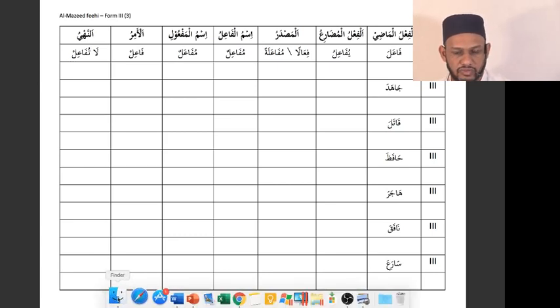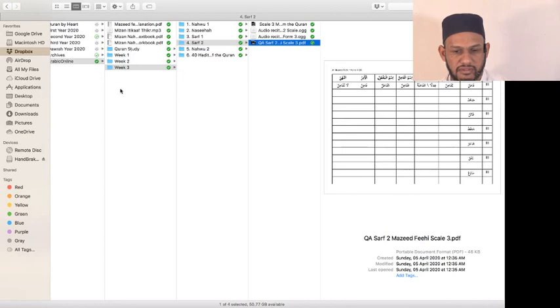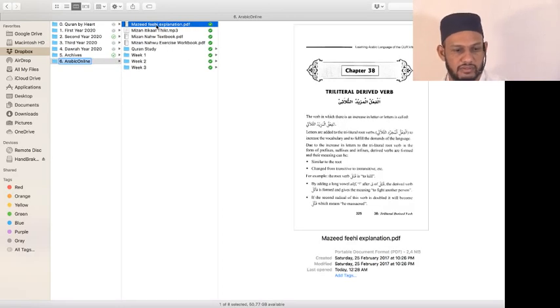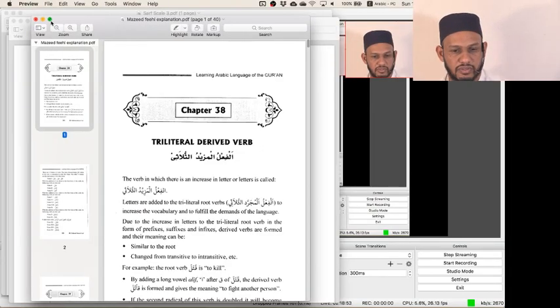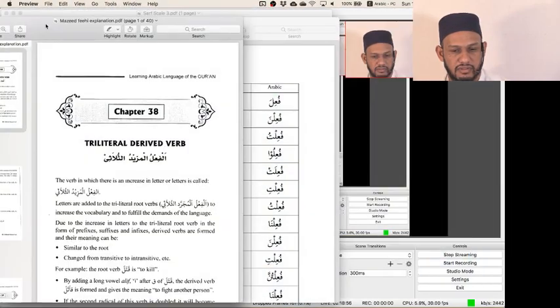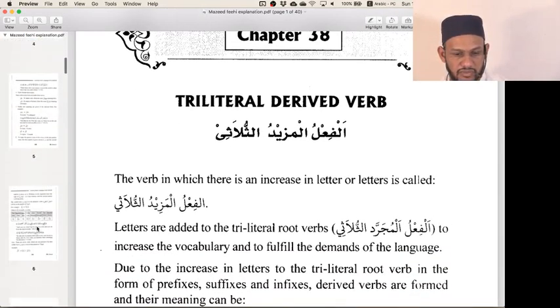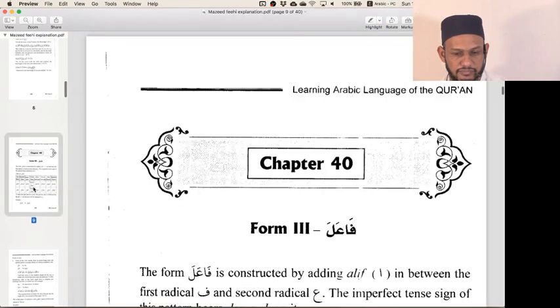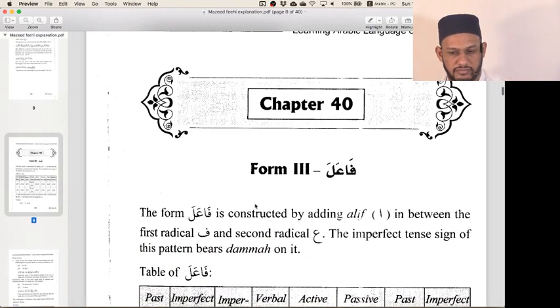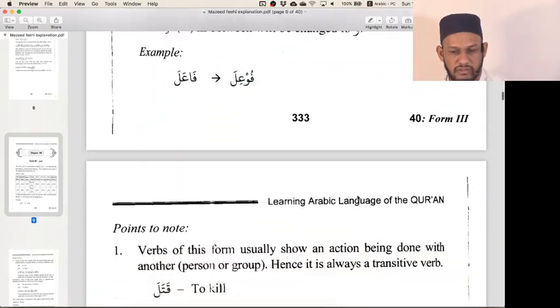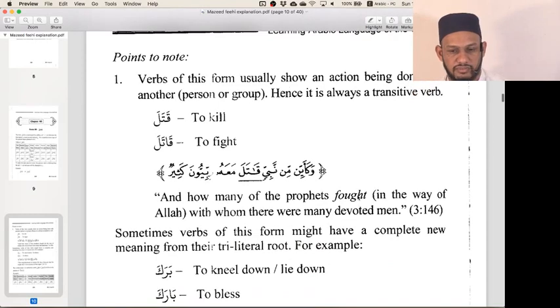I'm going to go to your drive. On this drive, if I click on Arabic online, there is something called the Mazid Fi explanation. It's quite a good work on a lot of things, but I'm just focusing on the Mazid Fi part. So I'm going to go to the third verb, which is form number 3, fa'ala, which we're doing. So you can ignore the table for now. Let's look at points to note.